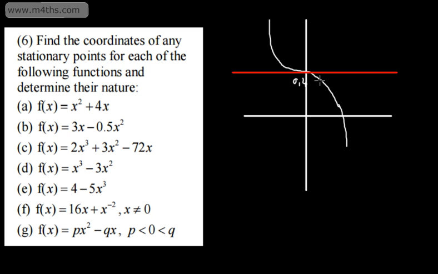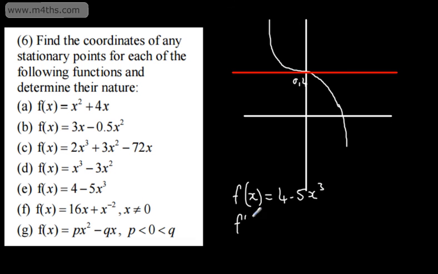Okay, so I'm hoping if I find the gradient at that point, then we will end up with a 0 gradient. So what we've got then is f of x is equal to 4 minus 5x cubed.